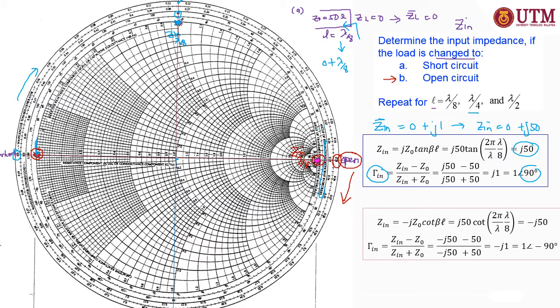Okay, so repeat again for lambda over 4 and lambda over 2. Okay, so this is for open circuit. So the point is there. Okay, so you get the magnitude is still 0, and then the imaginary part is minus J1, so multiply with the characteristic impedance, so you get the real Z-in equal to minus J50. Okay, so repeat for lambda over 4 and lambda over 2.